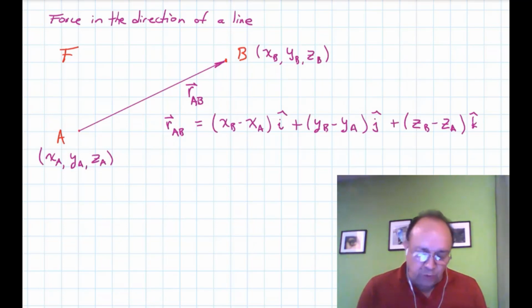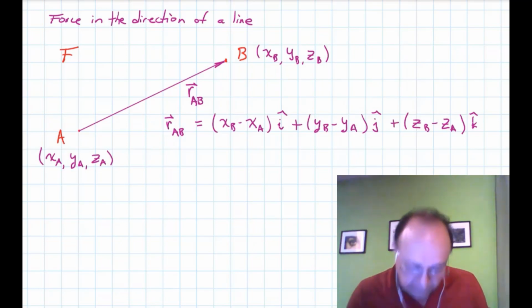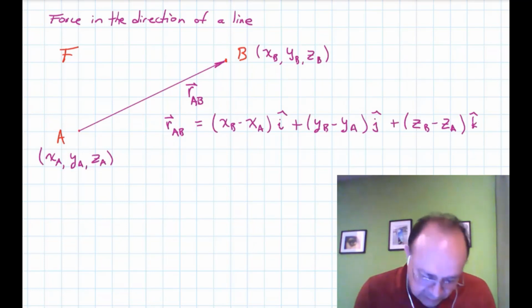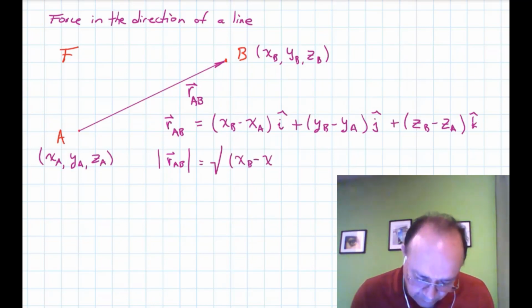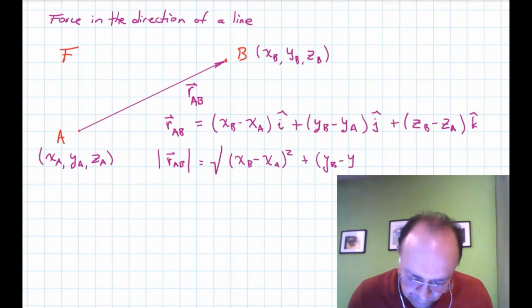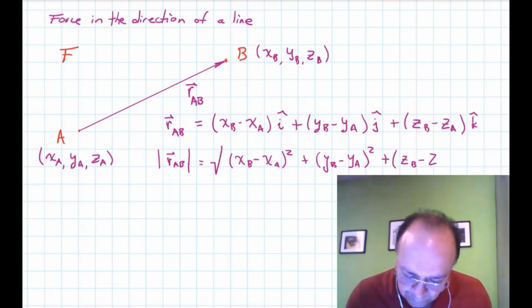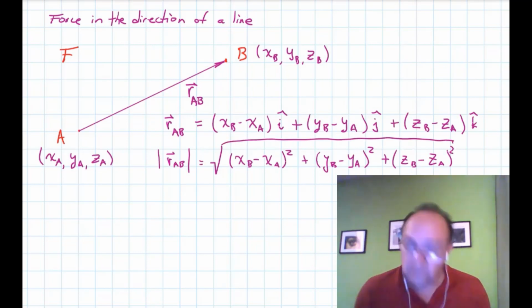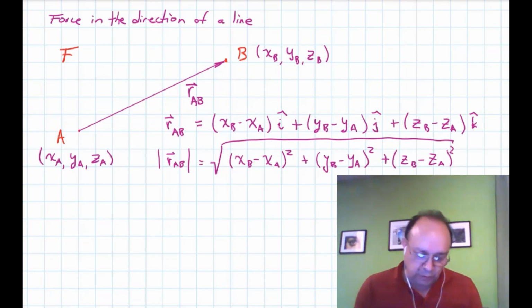In order to find the unit vector in the direction of the position vector, we have to divide this vector by its magnitude. So we need to find the magnitude. The magnitude of vector AB, as you probably know already very well, is the square root of the components squared. So now we have the magnitude of the position vector.